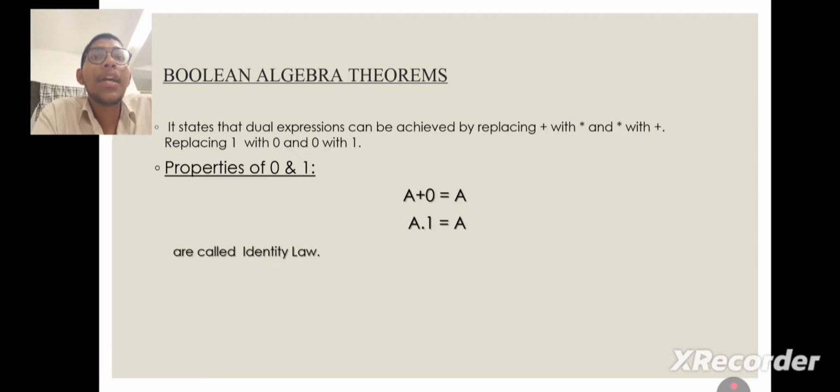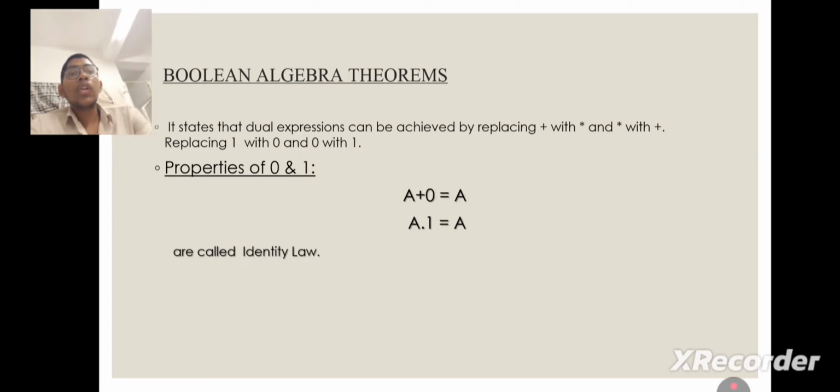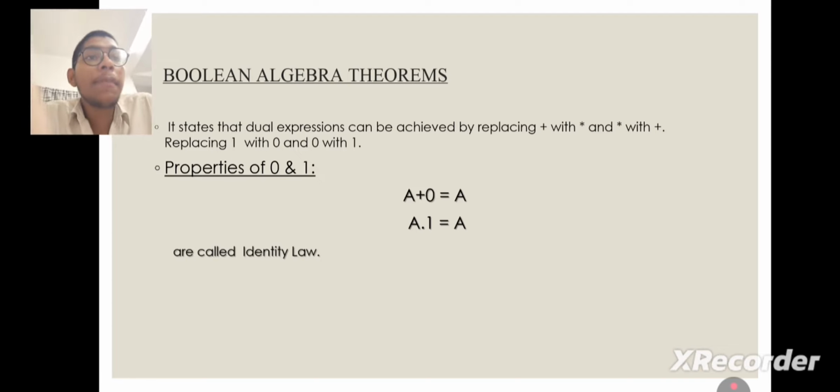Boolean algebra theorems. It states that dual expressions can be achieved by replacing plus with into and into with plus, replacing 1 with 0 and 0 with 1. This is called the dual expression. In the dual expression, the into symbol is replaced by plus, the plus symbol is replaced by into, replacing 1 with 0 and 0 with 1. Properties of 0 and 1.